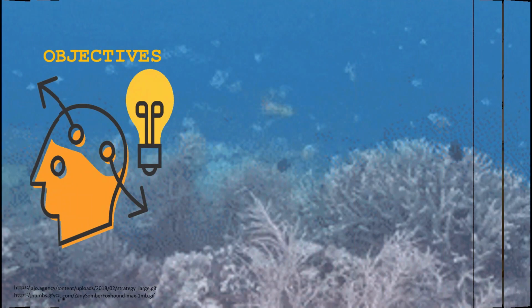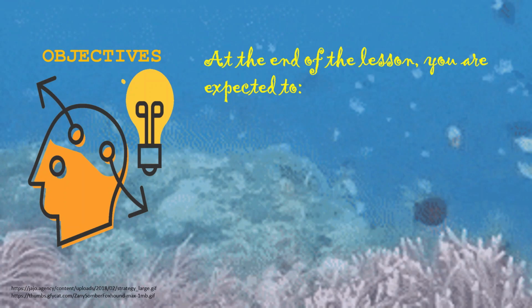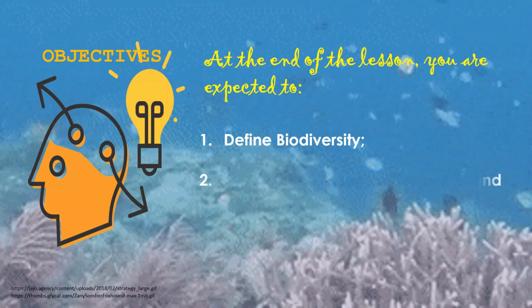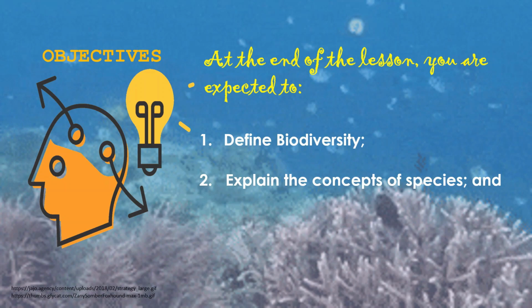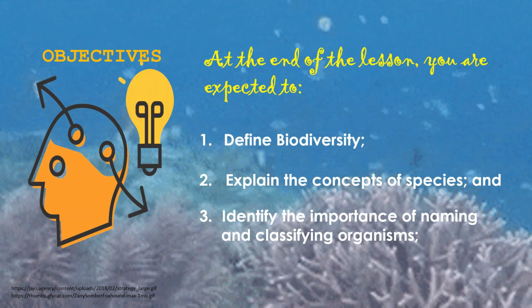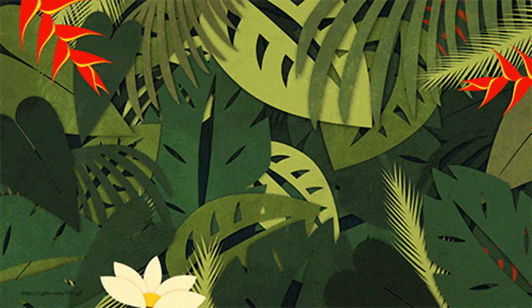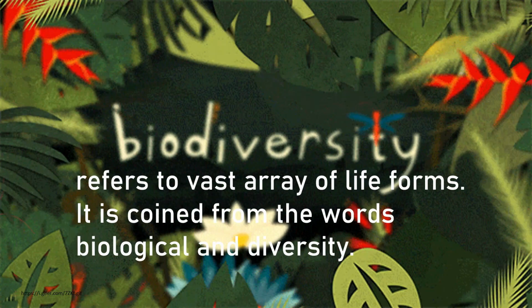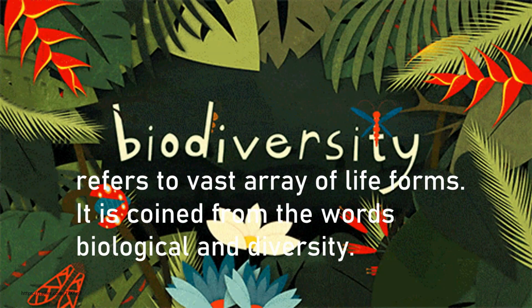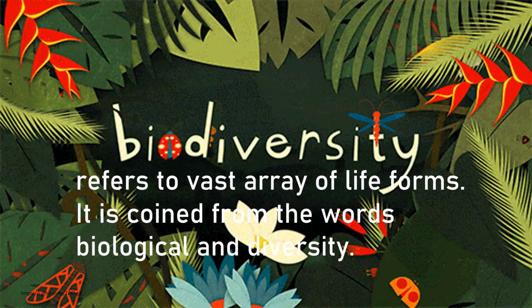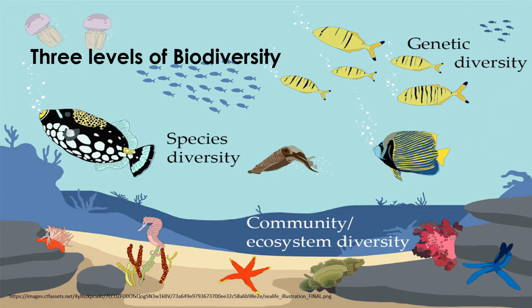At the end of the lesson, you are expected to: Number 1, define biodiversity. Number 2, explain the concept of species. And number 3, identify the importance of naming and classifying organisms. Biodiversity refers to the vast array of life forms. It is coined from the words biological and diversity. Usually, scientists refer to 3 levels of biodiversity. The 3 levels of biodiversity are species diversity, genetic diversity, and community or ecosystem diversity.